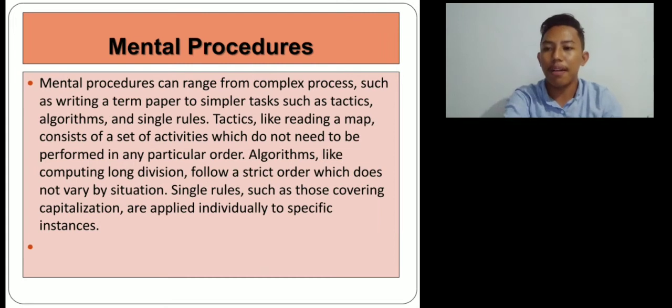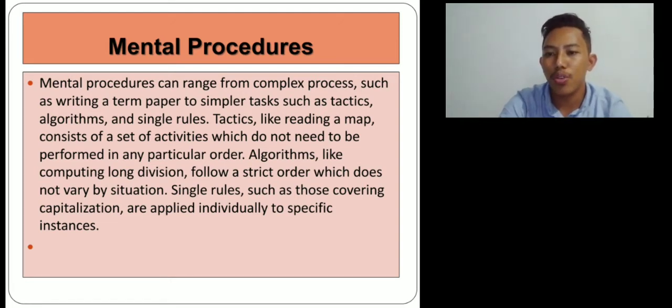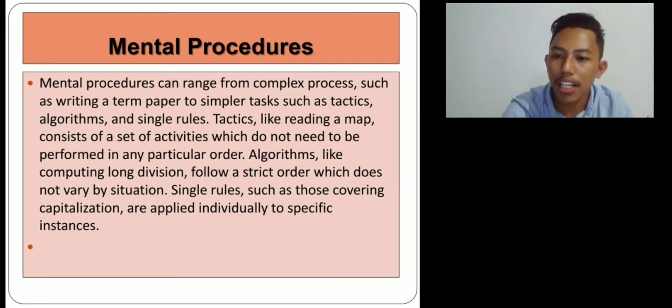So next is the mental procedures. Mental procedures can range from complex processes such as writing a term paper to simpler tasks such as tactics, algorithms, and single rules. Tactics, like reading a map, consist of a set of activities which do not need to be performed in any particular order. Algorithms, like computing long division, follow a strict order which does not vary by situation. Single rules, such as those covering capitalization, are applied individually to specific instances.